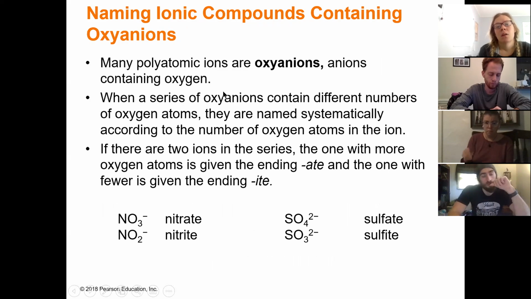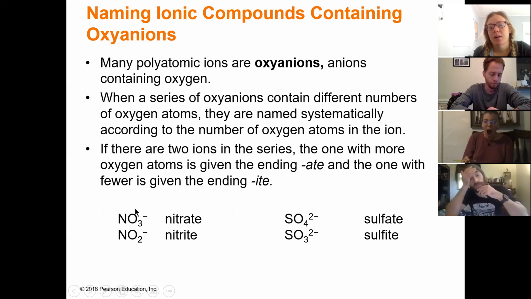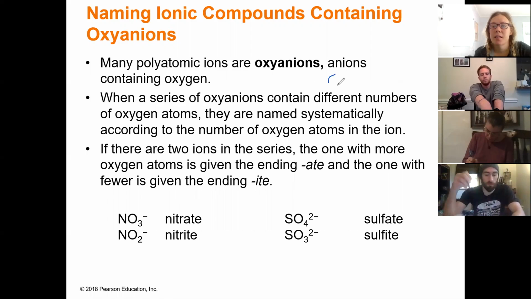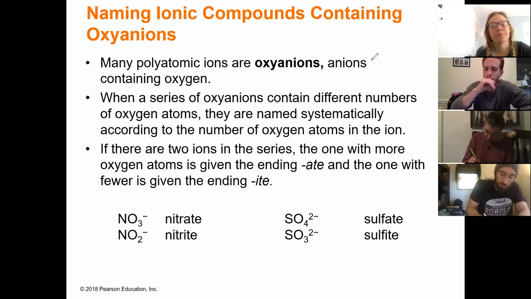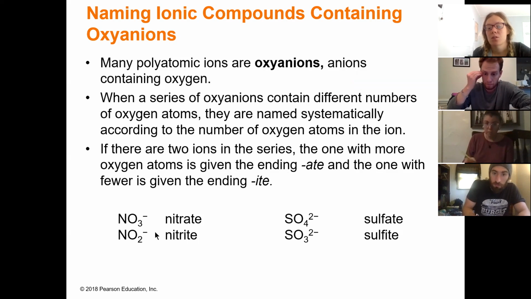So many of the polyatomic ions that we see out there are known as oxyanions, not all of them. Like cyanide, CN-, is not an oxyanion. In order for it to be an oxyanion, it needs to contain oxygen. When a series of oxyanions contain different numbers of oxygen atoms, they are named systematically as well, according to how many oxygens they have. If there are two ions in the series, the one with more oxygens is given the ending ATE. The one with the fewer oxygens is given the ending of ITE. So look over here. This one with 3 oxygens is nitrate. This one with 2 oxygens is nitrite.